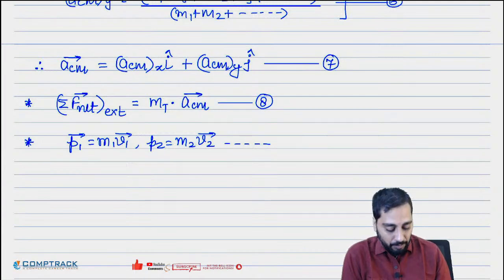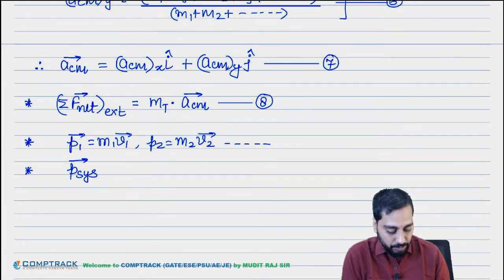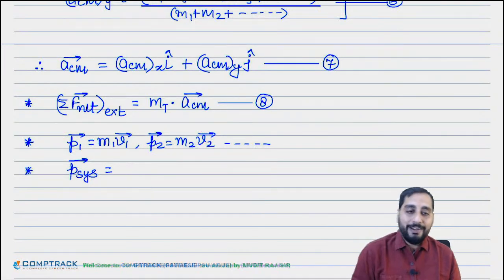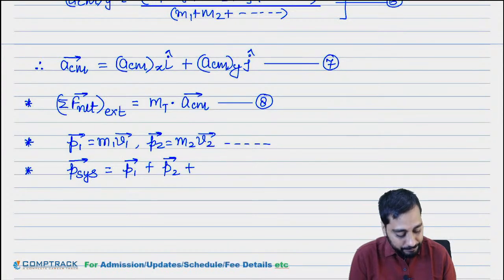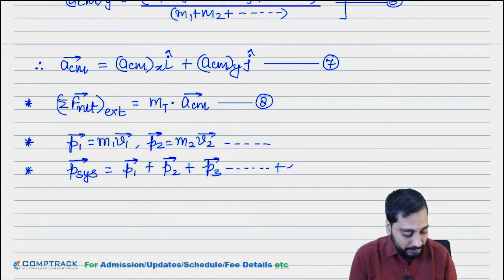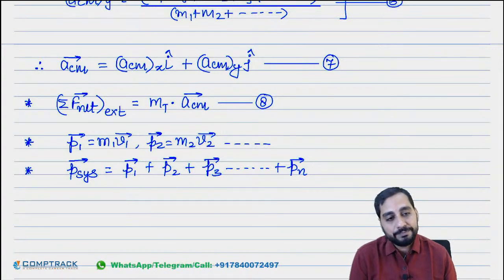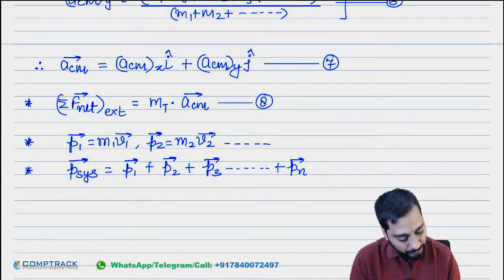Okay. Now how will you find the linear momentum of the system? Because all these are different vectors. So the net resultant of these vectors will be the linear momentum of the system. So you will do a vectorial sum. You will not directly add. Let's say n number of particles are there. So total linear momentum will be like this. Clear or not? Very good.